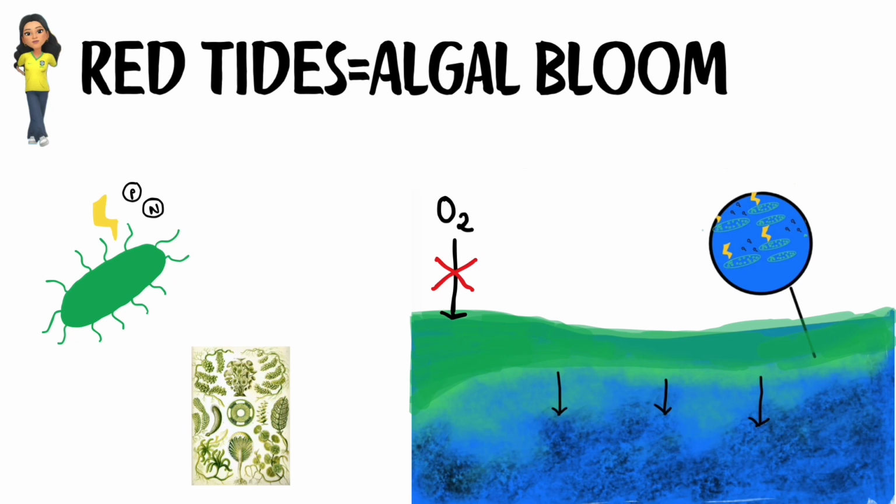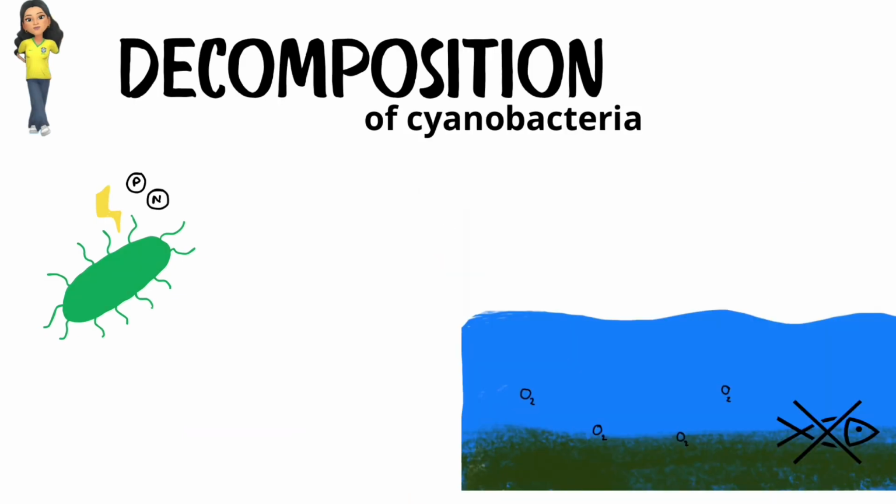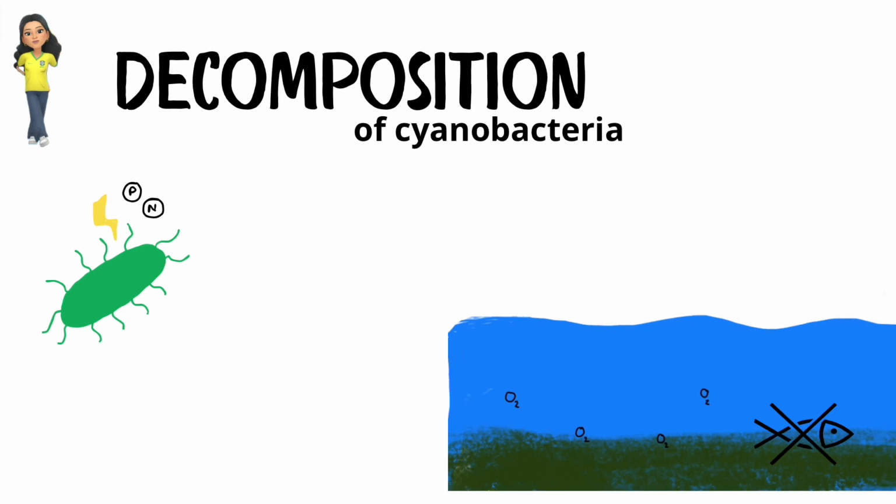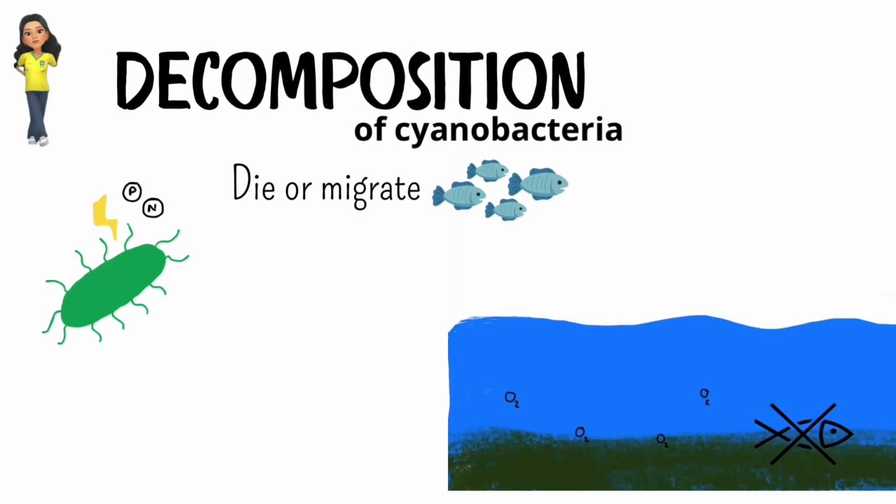Because of the lack of oxygen, organisms will start to die and will sink to the seafloor. These will end up being decomposed by other bacteria. Now, even though the oxygen can penetrate the water, it will be almost all used up by decomposition. And because most marine life can't live without oxygen, they will die or migrate to another part of the ocean. And this is how dead zones are created.